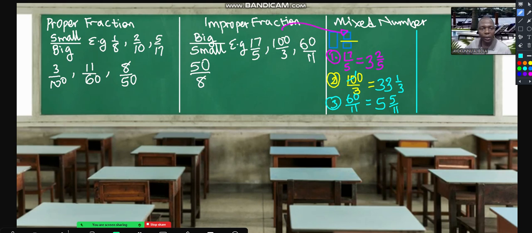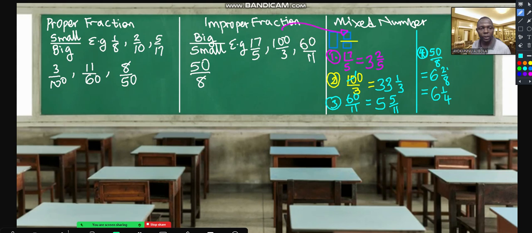The last one, which is 50/8. So number 4, 50 divided by 8. How many 8 goes in 50? That'll be 8 times 6 is 48, so that's 6, remainder 2/8. This is the answer, but I can also say it is 1/4 because 2 and 8 can be divided by 2. 2 divided by 2 is 1, and 8 divided by 2 is 4.